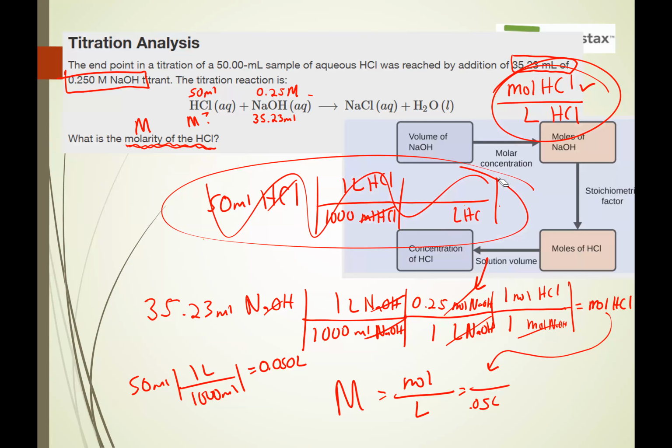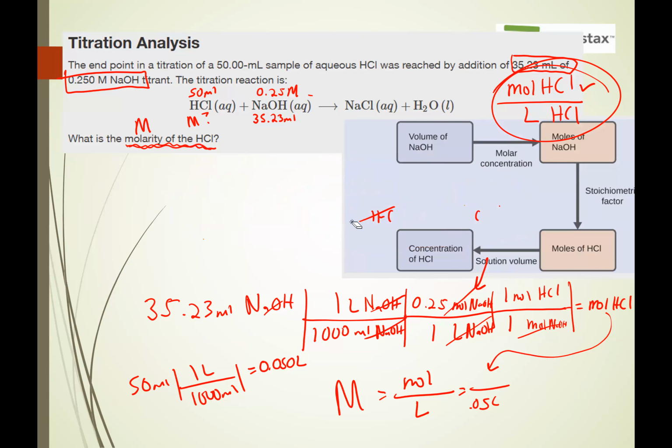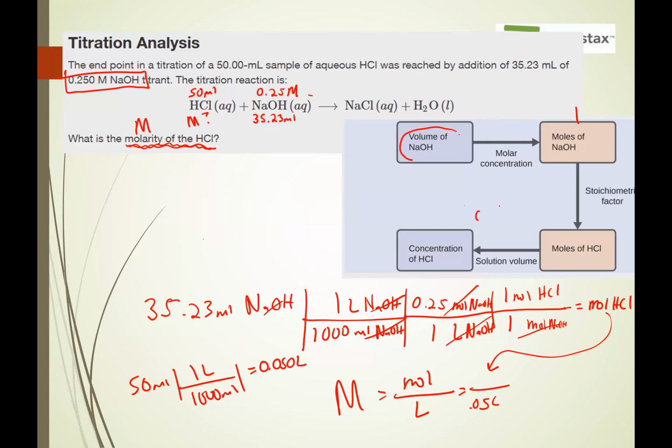Okay, so let's look at this neater. What did we do on this problem? We started with the volume of NaOH, 35.23 milliliters, and then we used the molarity, which was 0.25 moles over liters. Then we used our mole ratio, which was 1 mole of NaOH to 1 mole of HCl. And then again, we used our volume to get to our concentration.